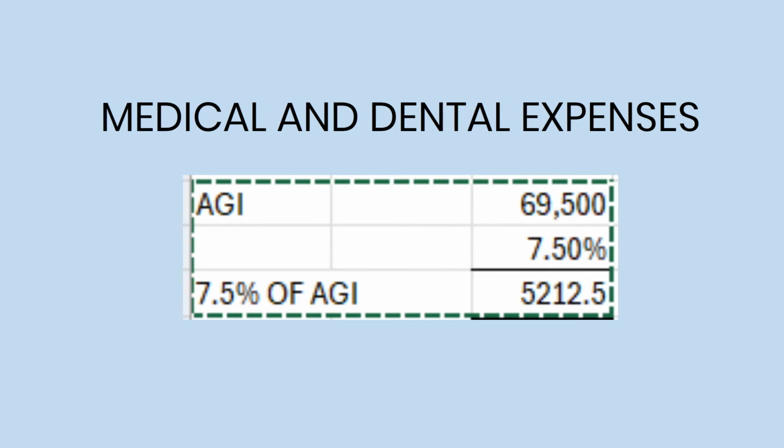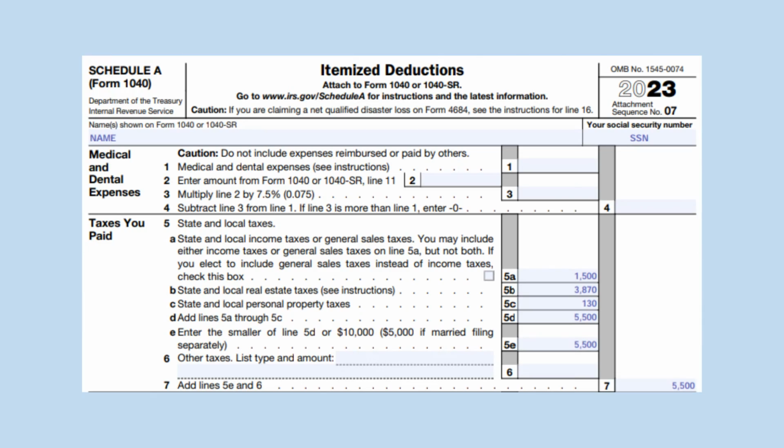In our example, you have adjusted gross income of $69,500. If you multiply that by 7.5%, it comes to $5,212. If you had medical and dental expenses that exceeded this amount, your deduction would be the difference. In our example, you do not have expenses that exceed this amount, so you will not get any deduction for your medical and dental. The next section is the taxes that you have paid.